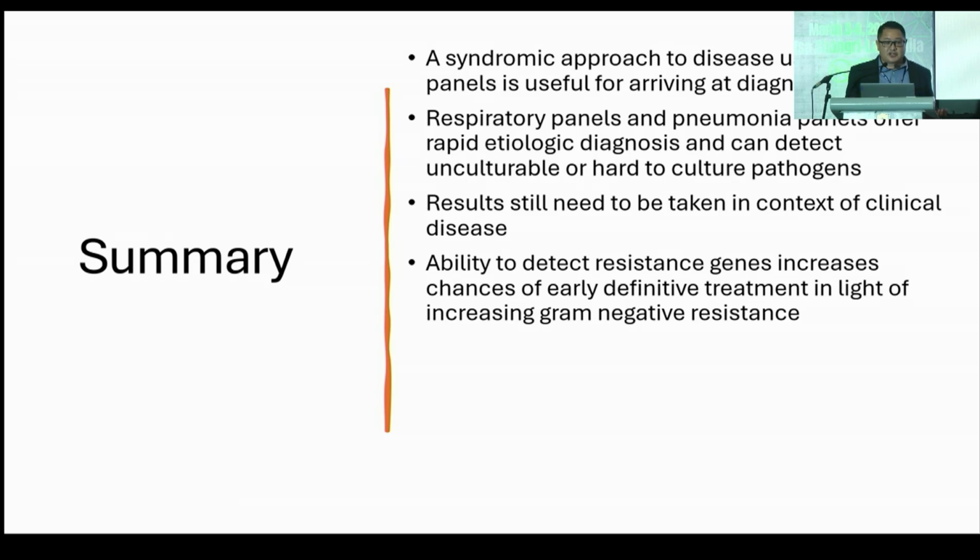Ability to detect resistance genes increases the chances of early definitive treatment in light of increasing gram-negative resistance. In the Philippines, our ESBL rate is 56%. Not all of those are CTXM, maybe 60, 70% are CTXM. So you'll detect a CTXM, but that doesn't rule out an ESBL.